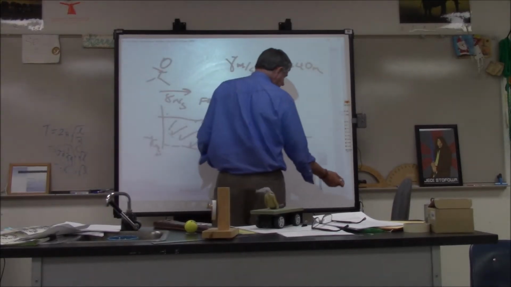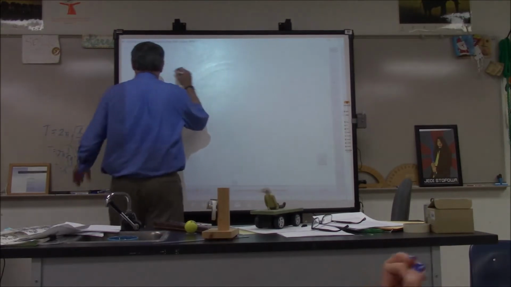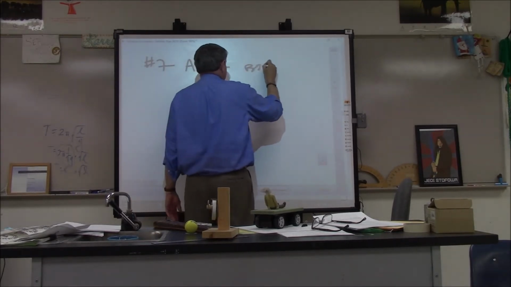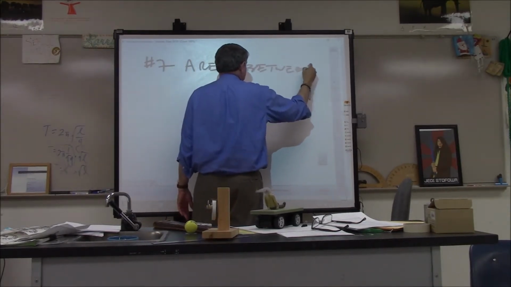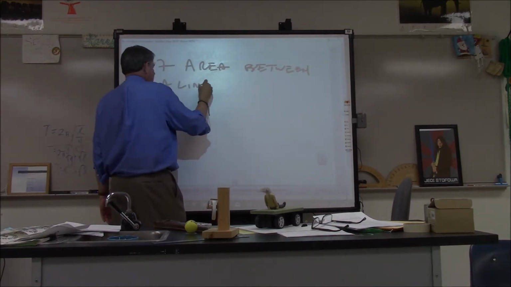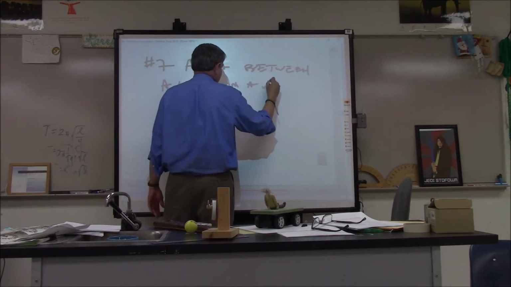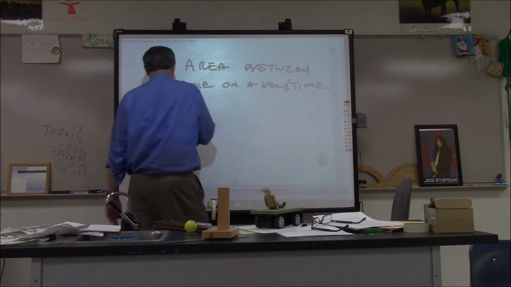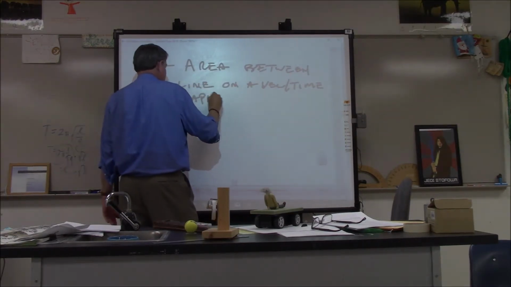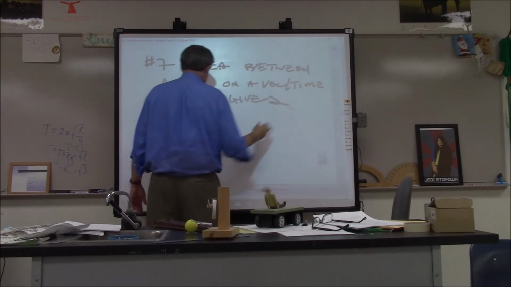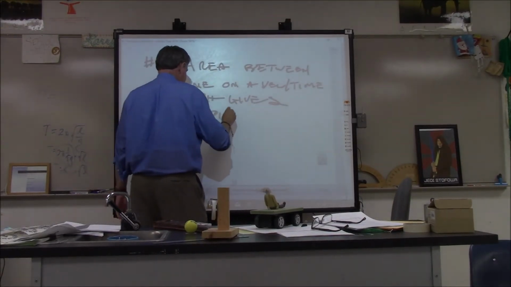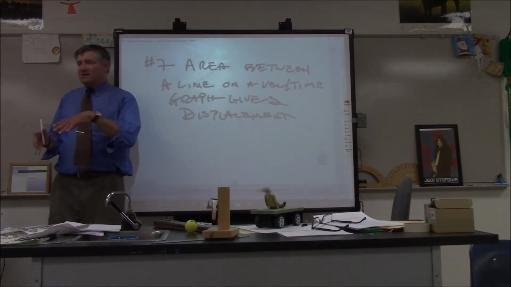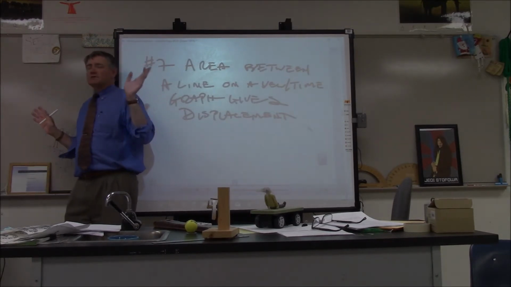So, golden rule number, what are we up to, 7, roughly? Whatever. This is the last one. The area between a line on a velocity time graph is, wait for it, displacement. Okay? Doesn't matter the shape, doesn't have to be a rectangle, it could be a triangle, it could look like a squirrel. Doesn't make any difference.